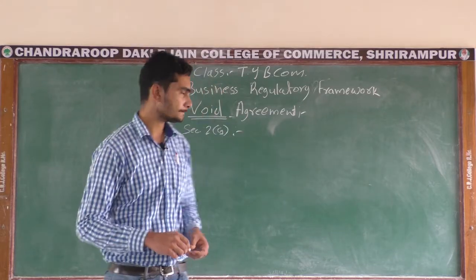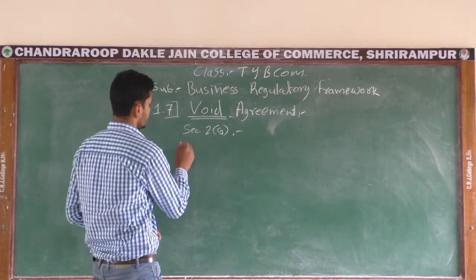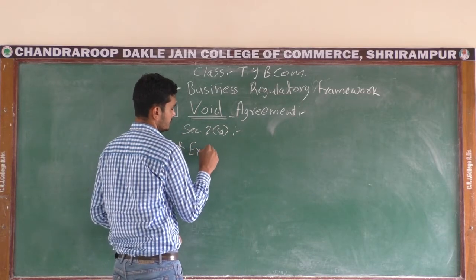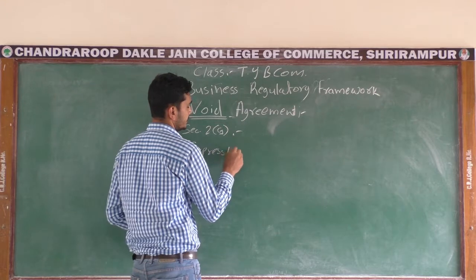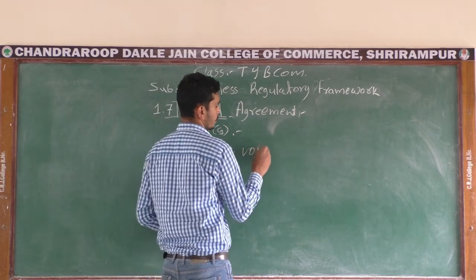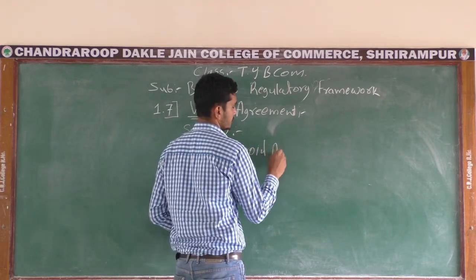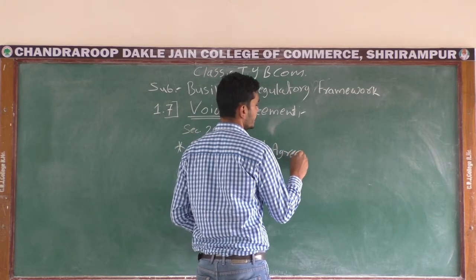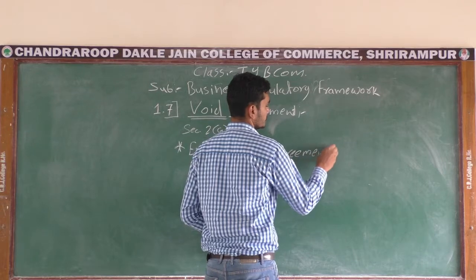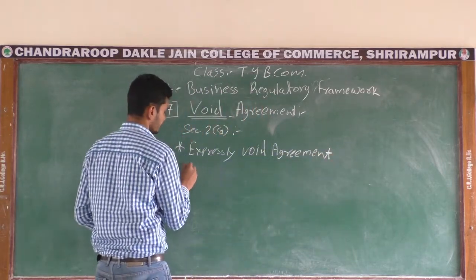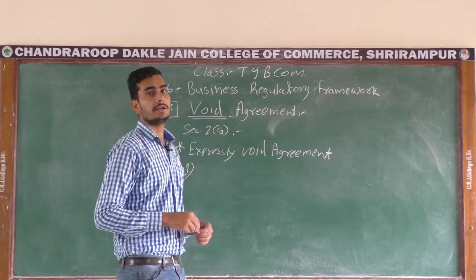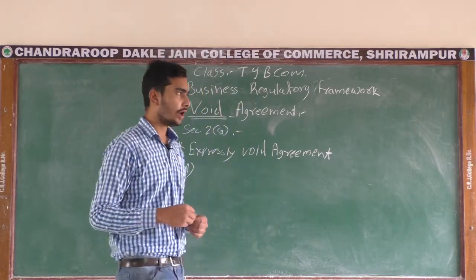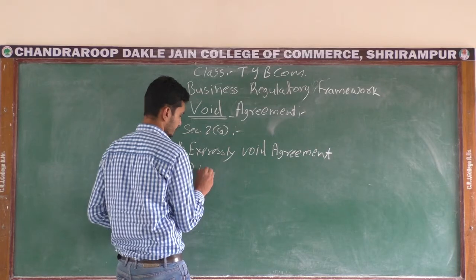So first, we have to start to understand expressly void agreements. Expressly void agreements. The first type of void agreement is agreement with parties not capable.